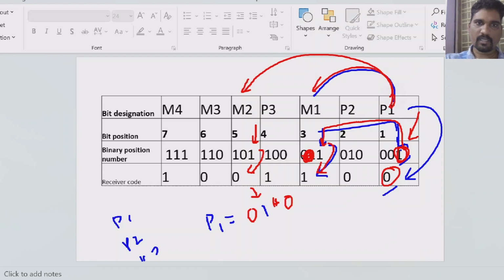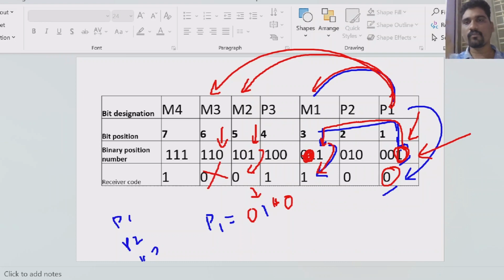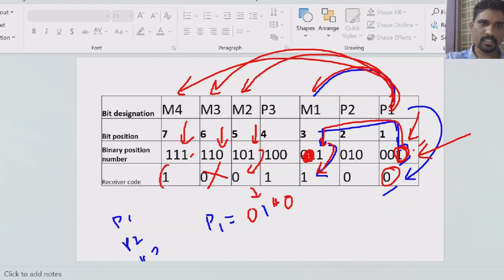0. Now again compare P1 with M3. See that here the LSB bit value is 0, here the LSB bit value is 1. It means it is not matching. If it is not matching, we should not write this value, we should discard it. Once that is completed, we compare P1 with M4. Now the LSB bit value is 1, which again matches the P1 LSB bit value 1. So for M4, the answer is 1.